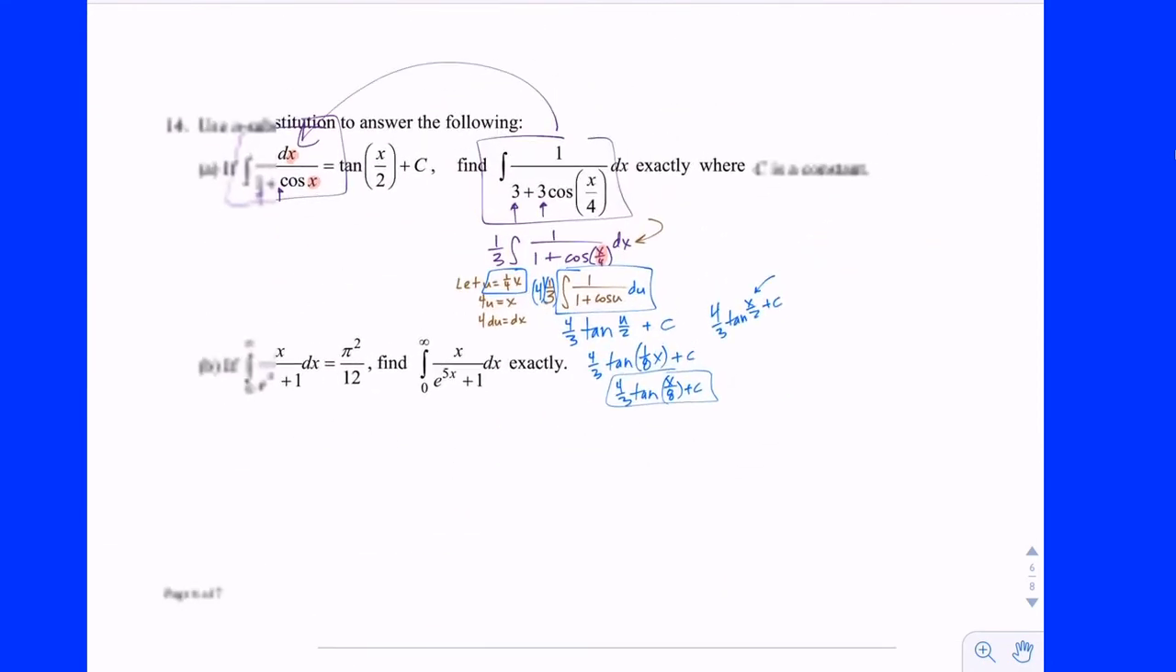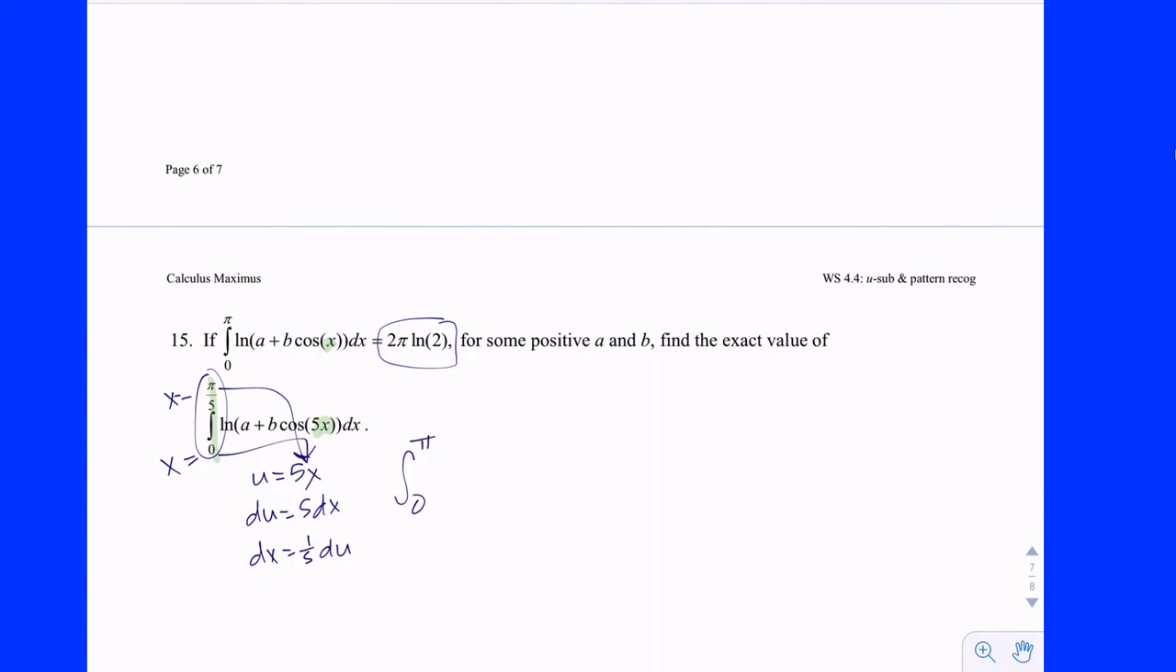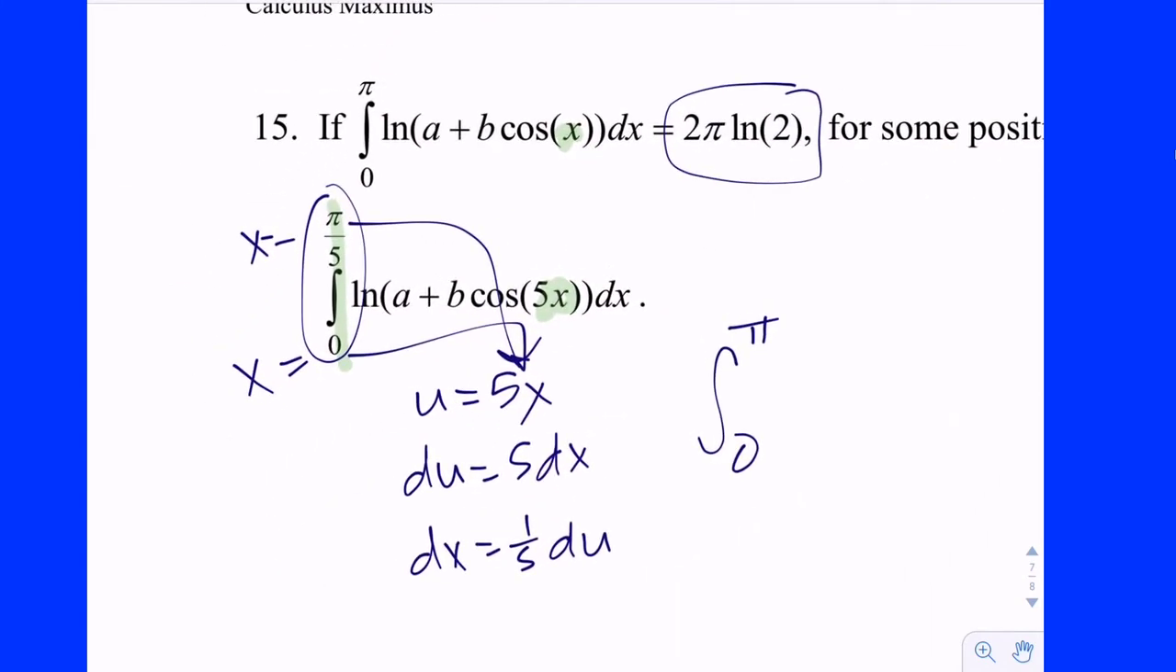Okay. You'll do something very similar on 14b, and on 15 you'll do something similar as well. But on 15, there's one slight difference. It's a definite integral, so when you let u equal 5x, if you change your intervals of integration, which are x values, to u values, it'll match the form from 0 to pi. So those are good problems right there.